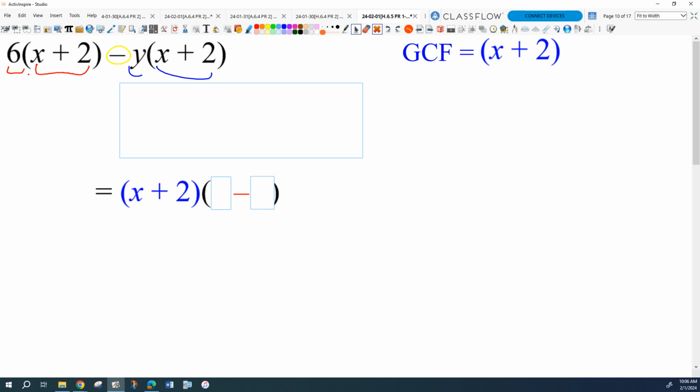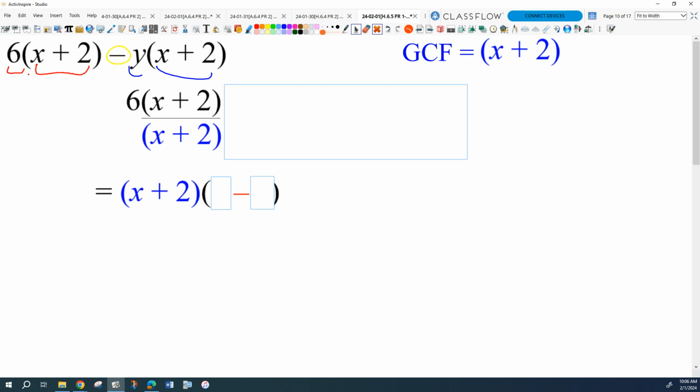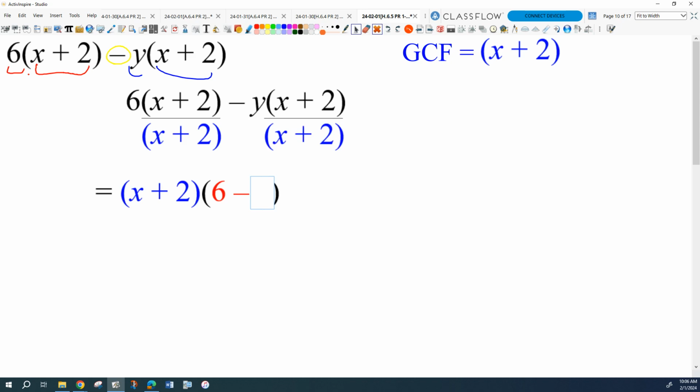6, right? Because if I divide the first term by X plus 2, those are going to cancel, right? And I'm just going to get 6. Okay, what goes there? Y, absolutely. Again, I cancel the X plus 2's and I'm just left with a minus Y. Okay, give me thumbs. Okay.